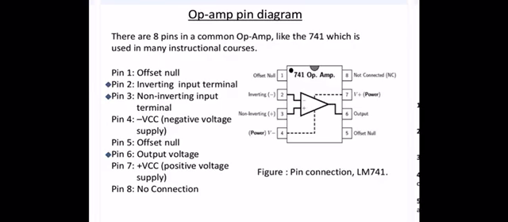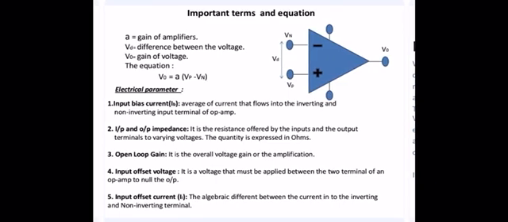Now let us talk about some important terms and equations. Let A be the gain of the amplifier, VD the difference between the voltages, and V0 the output voltage. Then we have the equation V naught equals A times (Vp minus Vn). That means gain is equal to output upon input. So from here we have figured out V naught.